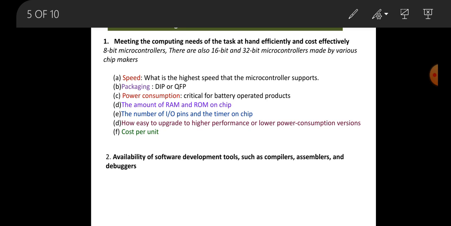Among the other considerations, besides the word length or your processing capability, the first thing is speed. What is the highest speed that the microcontroller supports? Second, packaging. Does it come in a 40-pin DIP, that is dual in line package, or is it available in quad flat package or some other packaging formats? Because this is important. It is important in terms of space, assembling, and prototyping of whatever product or circuit you want to configure, the design you want to have of your PCB.